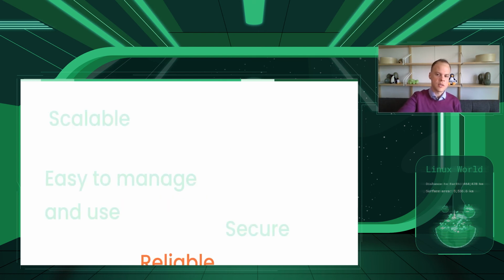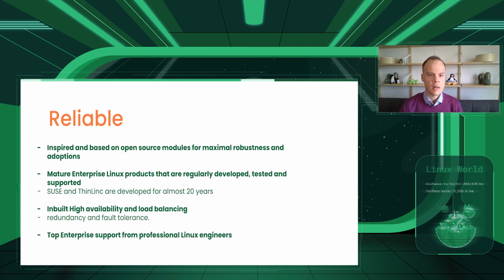And the last keyword we talk about is reliable. So why is it reliable? Well, both are inspired by and based on open source modules for maximal robustness and adoption. Both SUSE and ThingLink are mature enterprise Linux products, regularly developed, tested, and supported, both having been developed for almost 20 years. There are built-in high availability and load balancing in ThingLink, bringing redundancy and fault tolerance. So this is also a feature that a lot of customers make use of.